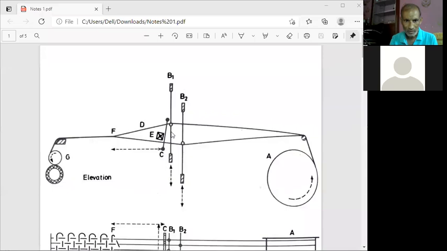After the heald frames, the threads pass through the reed. The letter C is indicating the reed. Then E is indicating the shuttle. We are taking the diagram for shuttle looms. It is a shuttle which is carrying the pirn. Pirn means a weft package, where weft threads are wound onto the package. That package, known as pirn, is mounted inside the shuttle. When the shuttle is running from one side to the other side, the pirn is moving from one side to the other, leaving one pick in the shed.